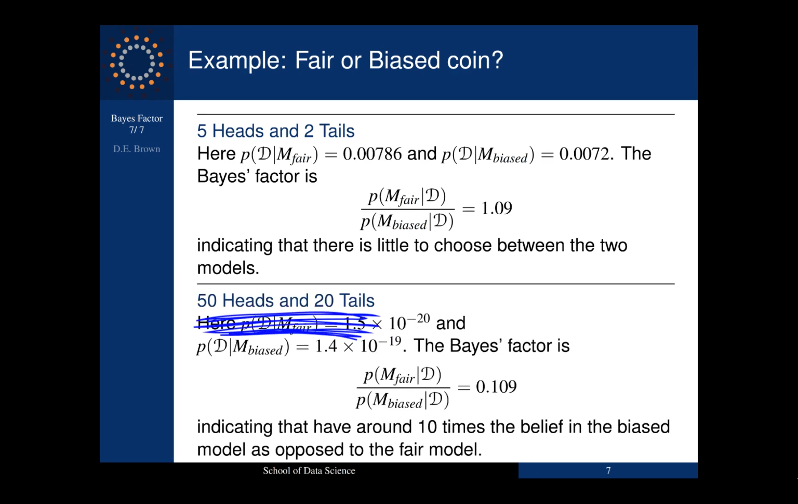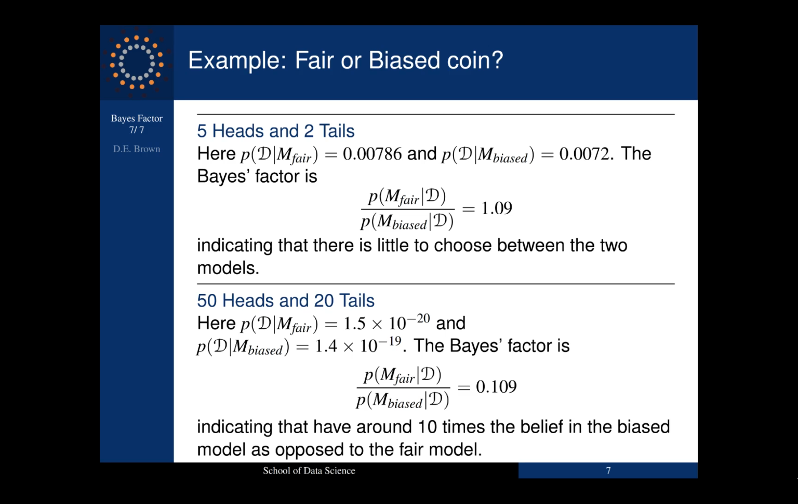However, if we were to continue flipping the coin and ended up with 50 heads and 20 tails, then things would change a little bit. The likelihood of this particular set of data, 50 heads and 20 tails, is 1.5 times 10 to the minus 20 with a fair coin. And with a biased coin, it's 1.4 times 10 to the minus 19. And so Bayes' factor then turns out to be 0.1, which indicates that we have around 10 times the belief in a biased coin than we do for a fair coin. So this is giving us much stronger evidence that we have a biased coin.